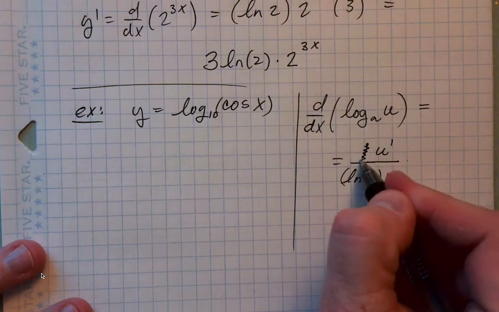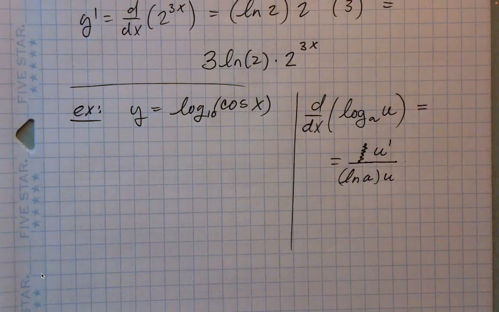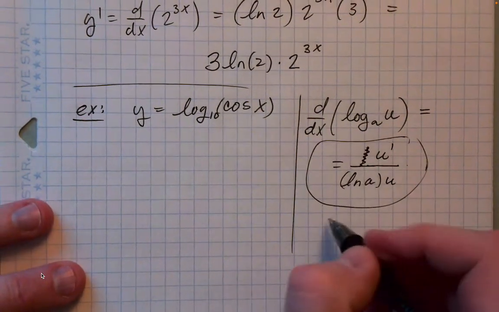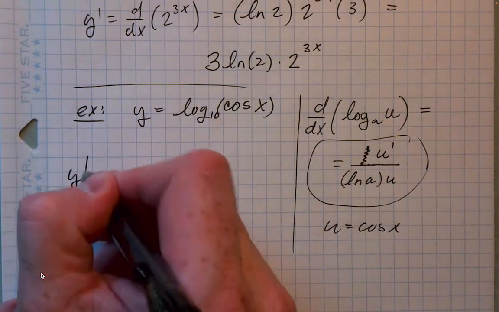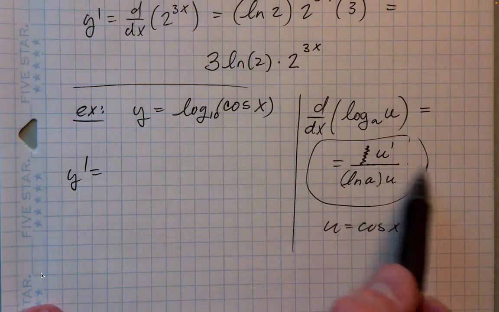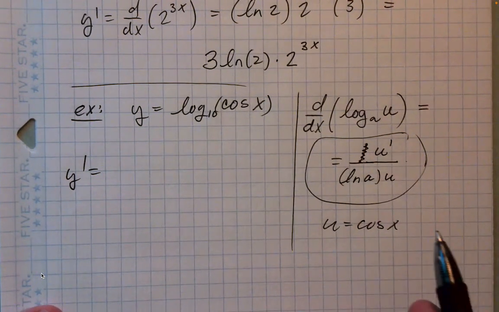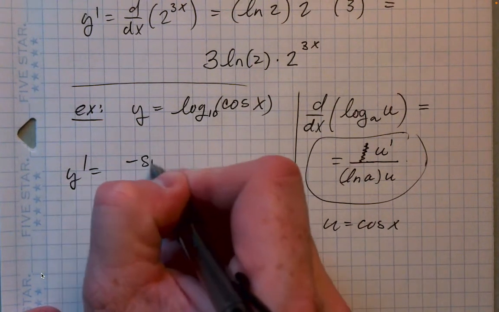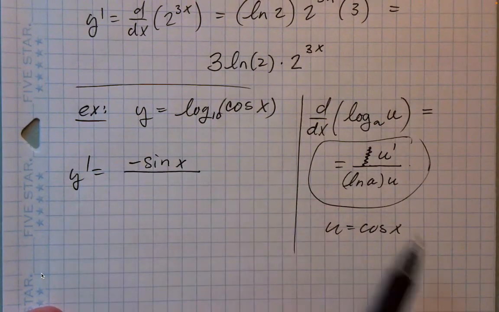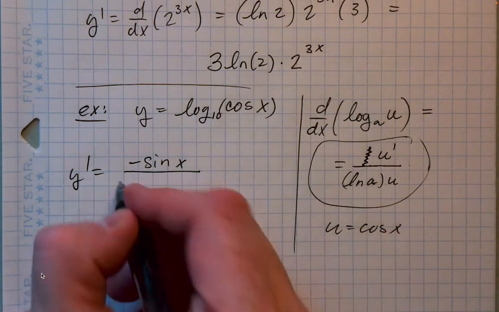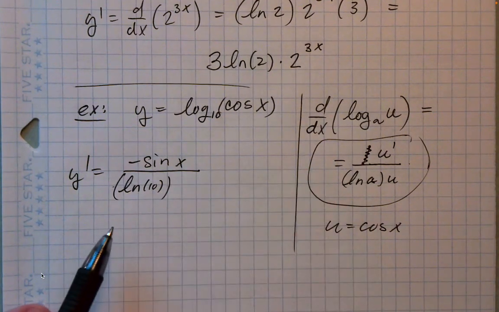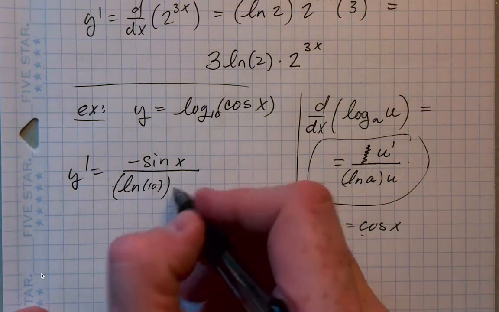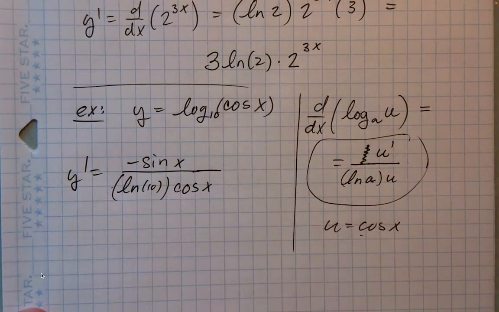So I really don't need that 1. It's u prime over u, and then also ln of a in the denominator. When you see it like this, and you recognize that u is equal to cos x, this is pretty straightforward, easy to do. So y prime equals, if u is cosine of x, what's u prime? Negative sine of x. So we're going to have a negative sine of x in the numerator. And natural log of a, if a is 10, then that's the natural log of just 10 in the denominator. And then what's u? It's cosine of x. So cosine of x needs to sit downstairs as well, just like so.